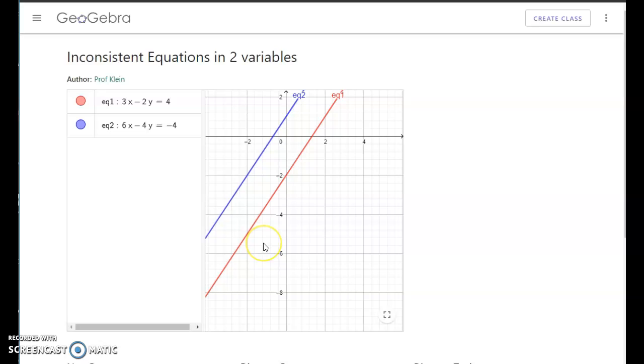So I hope that helps you understand what you're doing. I know it's tedious to do these things, either with elimination or substitution, but I really would rather you understand what's going on when you do that.